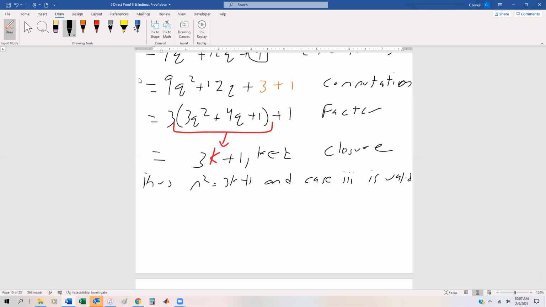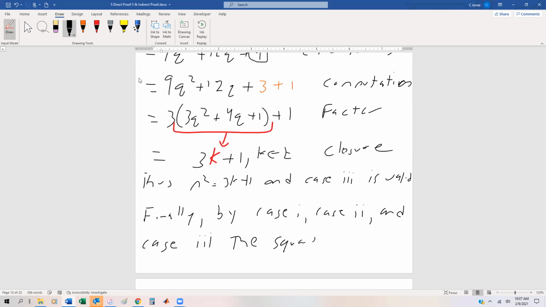All right. So finally, by case 1, case 2, and case 3, what we can say is that we can go all the way back and we can say the square of any integer is of the form 3k or 3k plus 1.